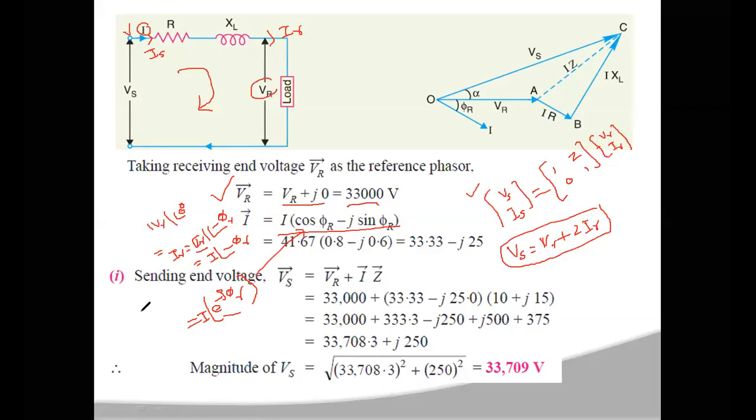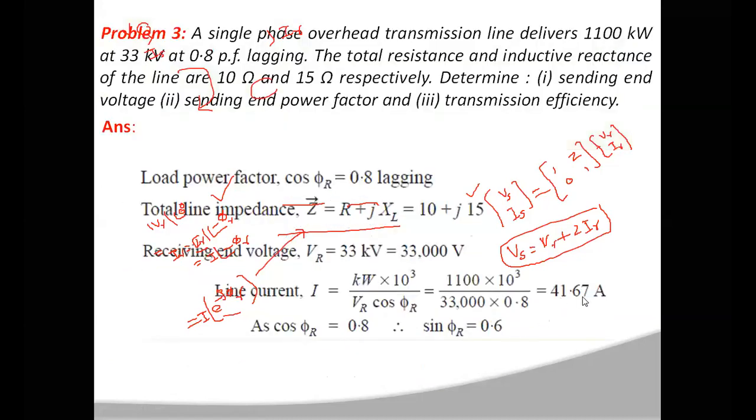Or you can directly take it here. In the previous case, the magnitude of IR was already calculated, which is 41.67 amperes, and the angle here is minus phi r. Directly here itself we can write, as cos phi r is 0.8, that phi r angle will be approximately 36.9 degrees.